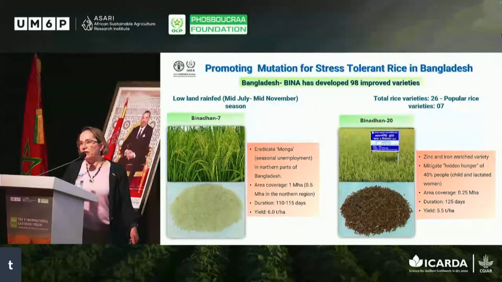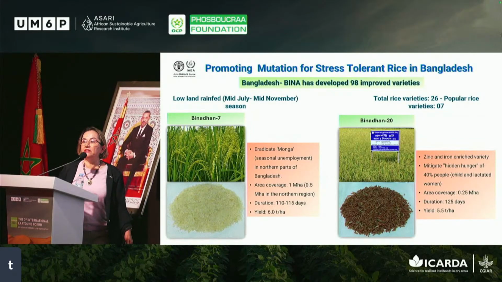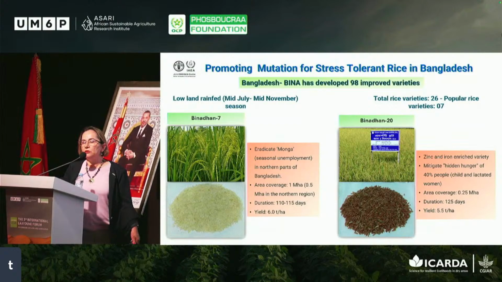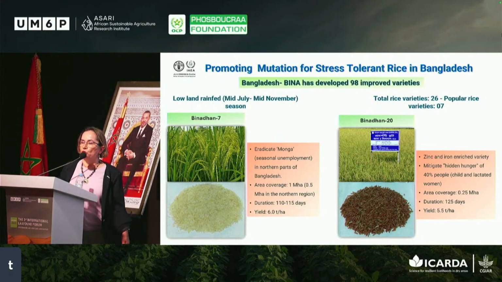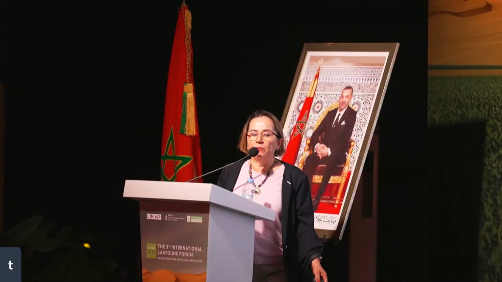They released a variety, in 2012, I think. Since then, they cultivate one rice variety there, namely Binadhan 7, a stress-tolerant variety. Another one is Binadhan 20, well known for its nutritional quality, and it is also a high-yielding variety being cultivated by Bangladesh. Bangladesh has also released chickpea, cowpea, and many other crop varieties.